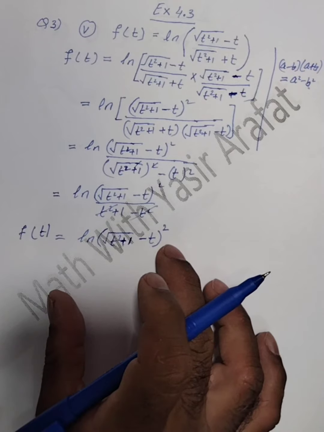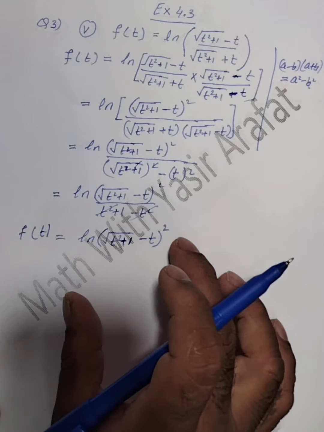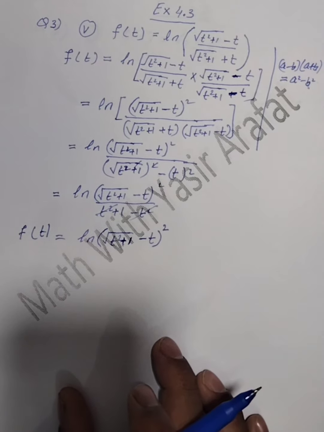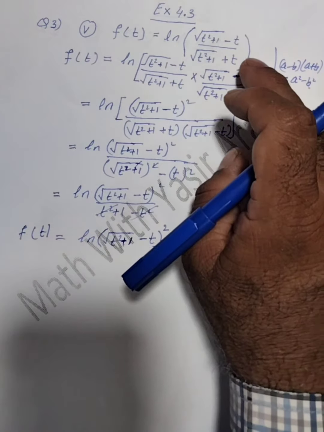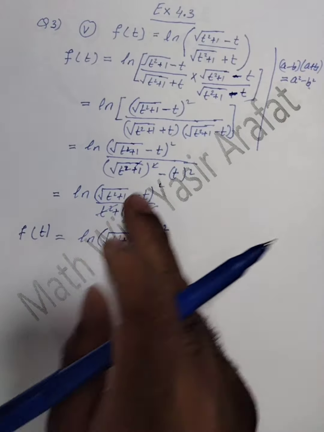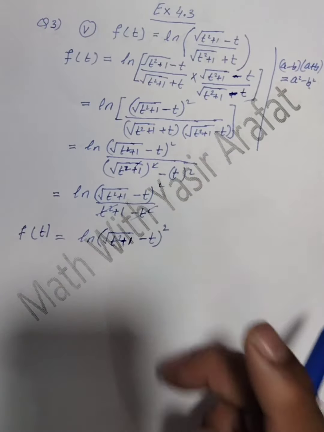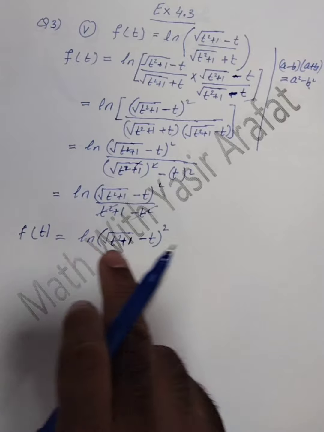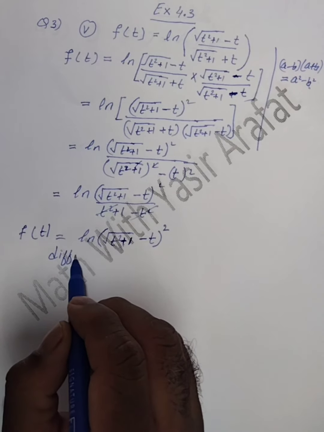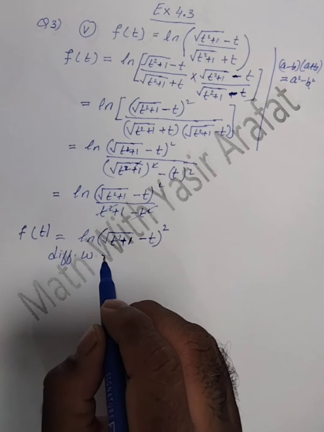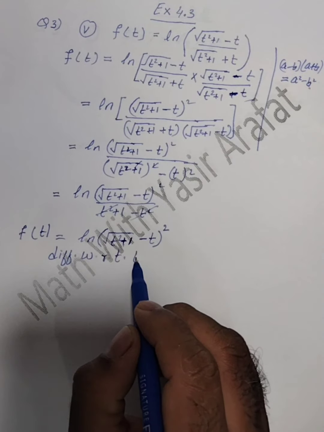Now we have to find the derivative of this equation. Dear students, always remember that if it is possible to simplify the question, before finding its derivative we have to simplify it. Now, after simplification, we differentiate with respect to t.